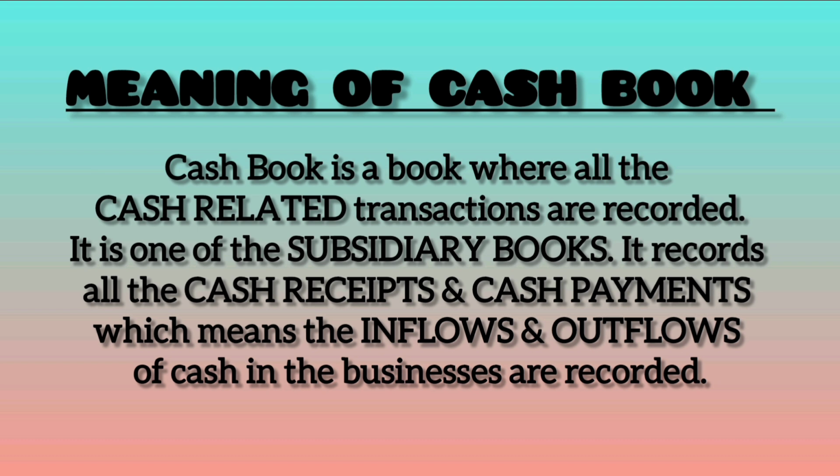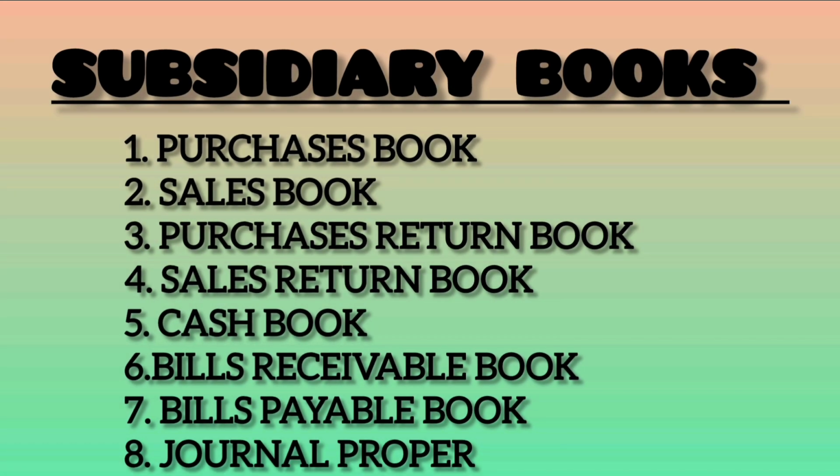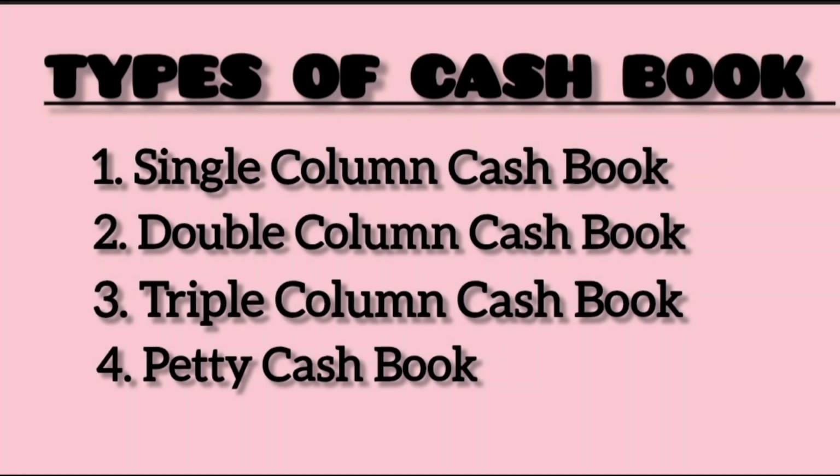We also have learned subsidiary books. Cash book is one of the subsidiary books in the business. How many subsidiary books have we learned in today's class? We have learned cash book in detail and the remaining seven subsidiary books. These are the subsidiary books: purchases book, sales book, purchases return book, sales return book, cash book, bills receivable book, bills payable book, and the journal proper. And lastly, we have learned the different types of cash book: single column cash book, double column cash book, triple column cash book, or the three column cash book, and then the petty cash book.